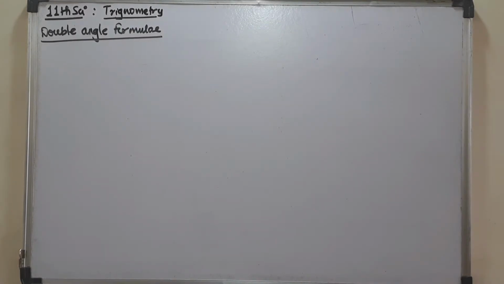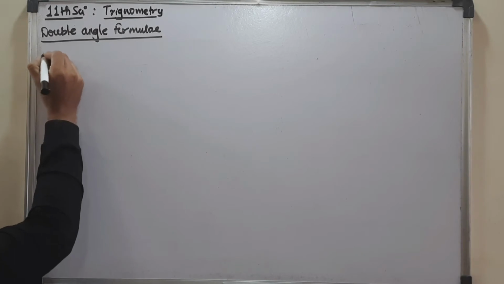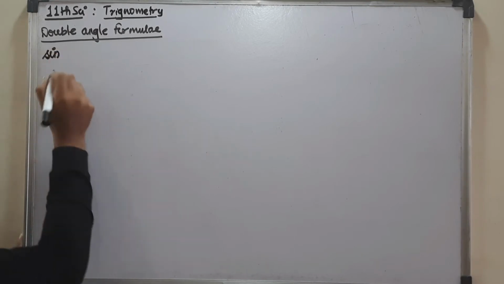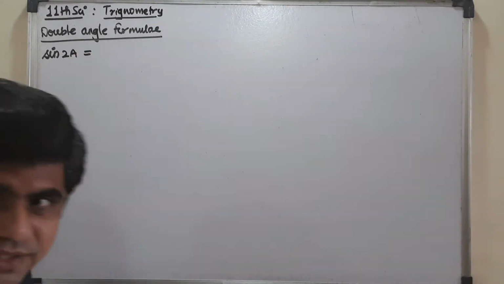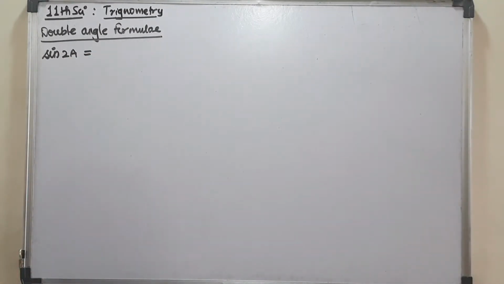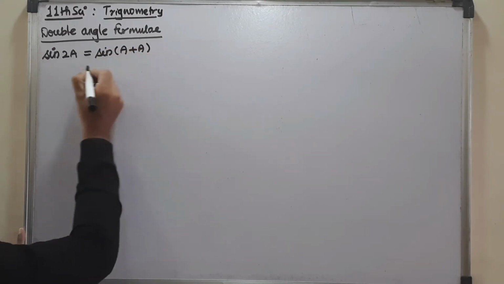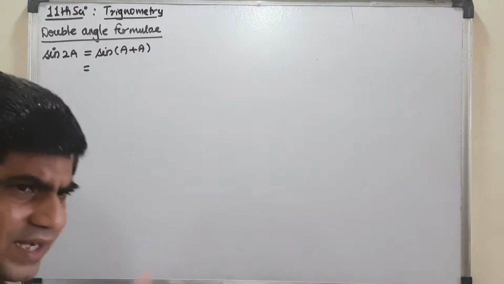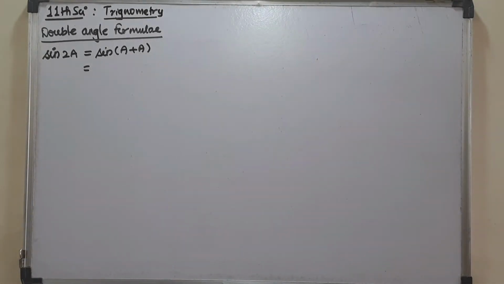Now coming to double angle formulae. Angle is double, very simple language. So let us go to the first formula, that is sine of double angle, 2 times A. It has become double, right? So sine 2A can be written as sine A plus A, no issue, correct? But it looks like the formula which I did just now, the formula of sine A plus B, correct? So it looks like that only.